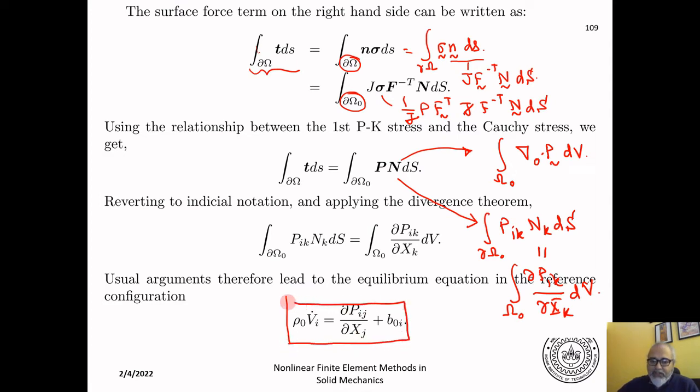The equilibrium equation looks exactly like what it looked like for sigma, except that here you have the first PK stress, and here you have the body force referred to in the reference configuration. Remember, B0 is equal to J times B. So this is your equilibrium equation in the reference configuration, or in the material form.